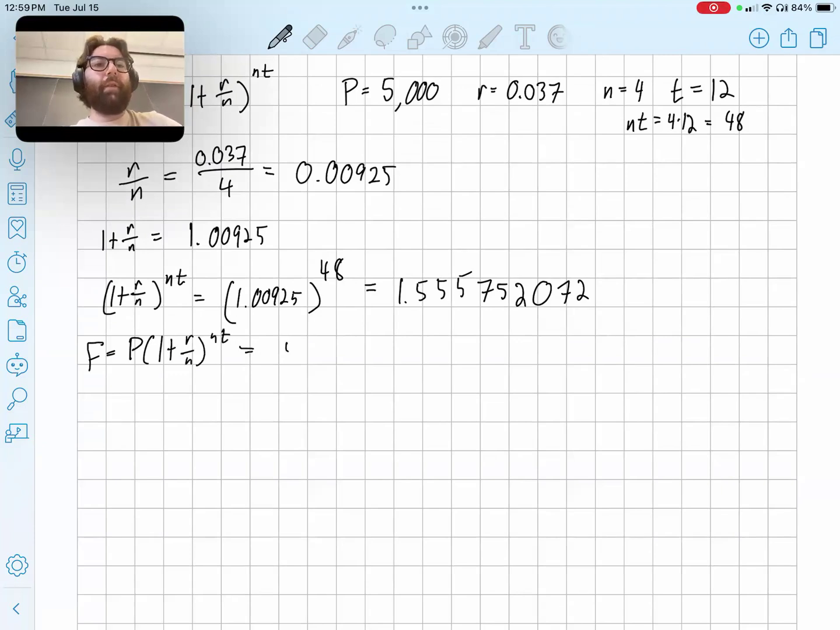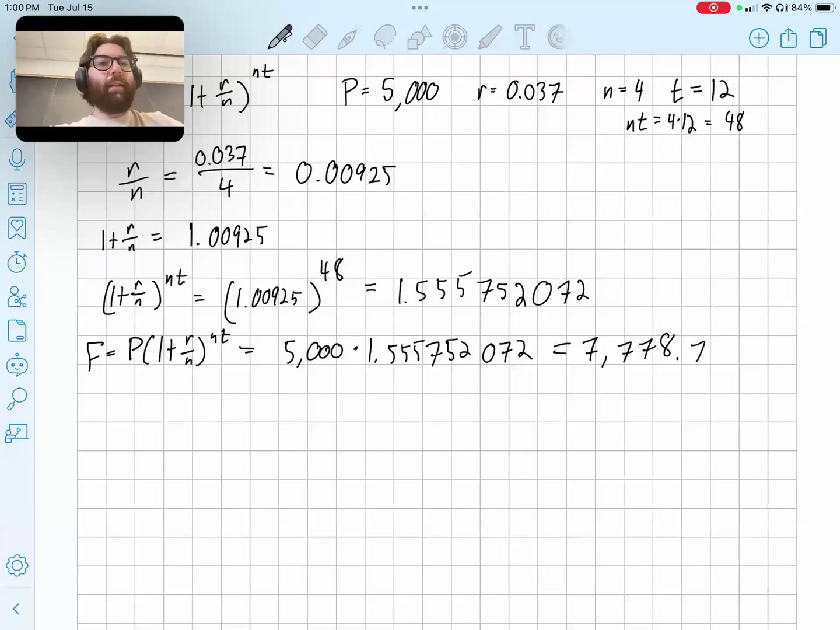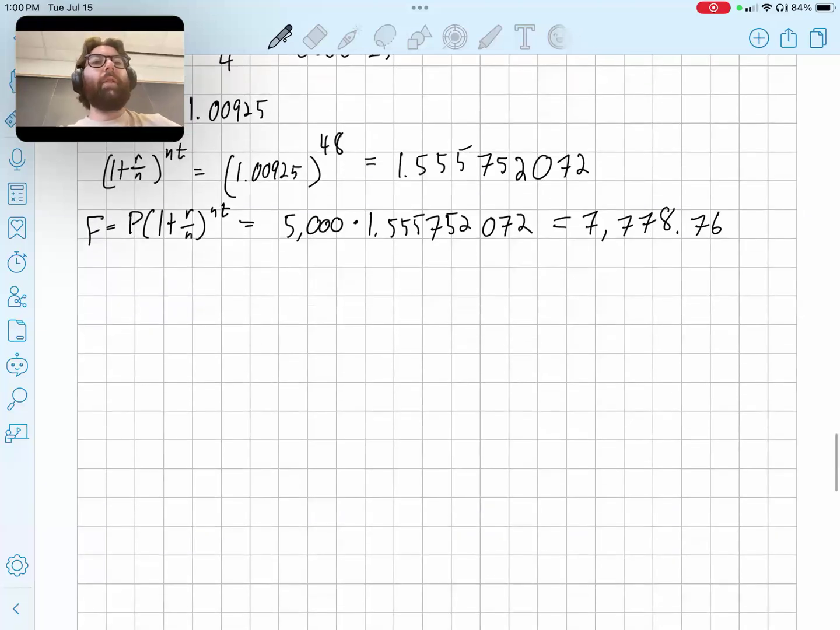Finally, we can compute our future value by multiplying this by our principal, which is 5,000. So 5,000 times 1.555752072, which is $7,778.76. So this is our future value.